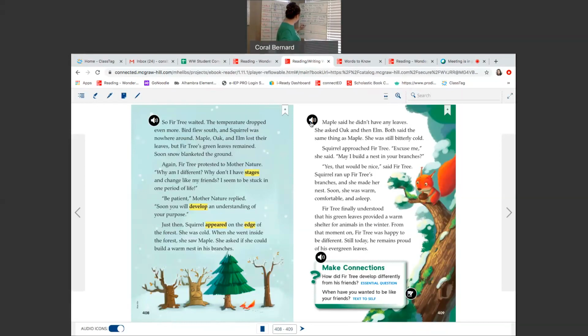Fir Tree is able to keep animals warm in the winter. So Fir Tree finally learns his purpose. He learns his purpose.